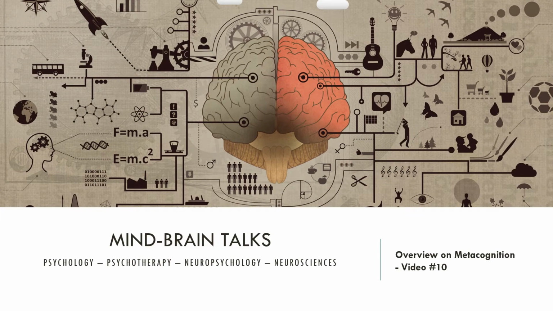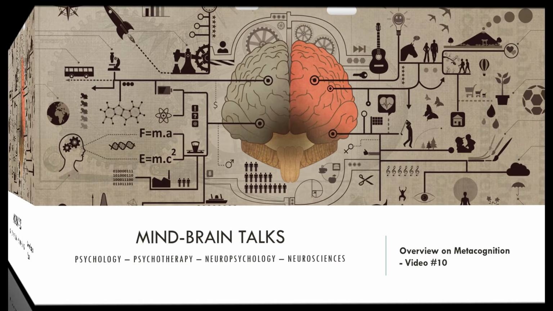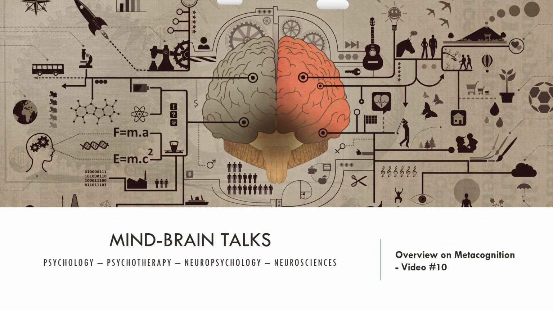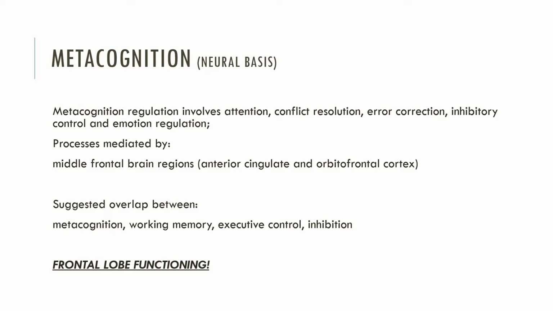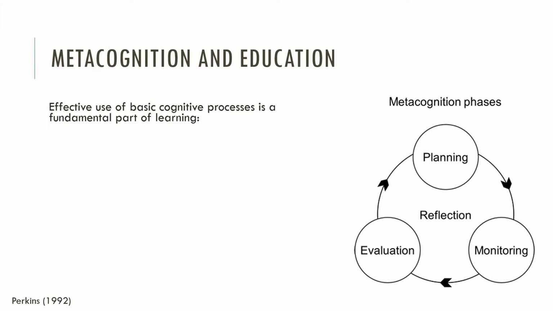The frontal lobe is a more developed part of the brain which is proposed to underlie these higher order neurocognitive processes. So, we can look at metacognition and relate it with other areas such as education. We can look again at these three phases, planning, monitoring, and evaluation, and how these phases may impact the learning process.